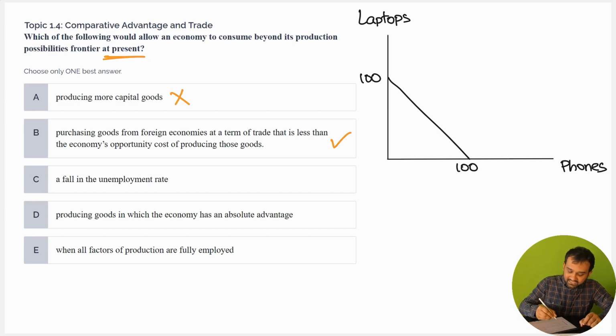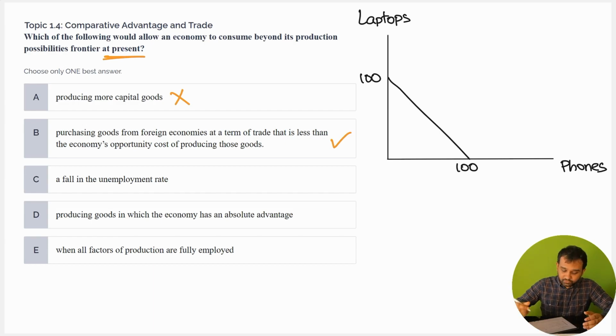Option C, a fall in the unemployment rate. Now, this is a tricky one because students often feel that if the unemployment rate falls, the economy is producing more, so you can produce and consume more. That is not true. The PPF shows the production capacity. It doesn't show where the economy is currently producing. So even if everyone is unemployed, the PPF stays the same. If unemployment drops to half, the PPF stays the same. If unemployment is 0, the PPF stays the same. That's because the PPF is drawn assuming the economy is using all its resources fully. It's the capacity, not the production point.